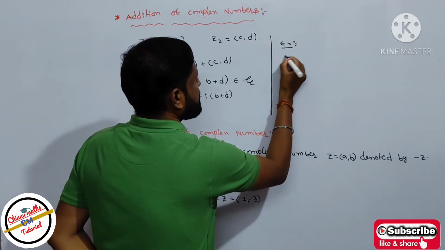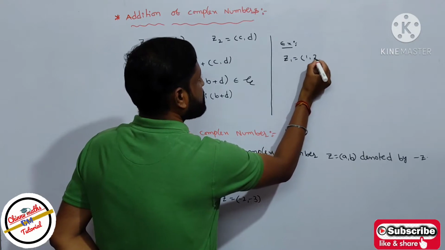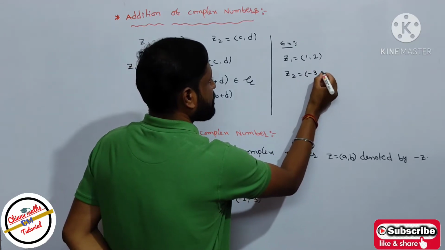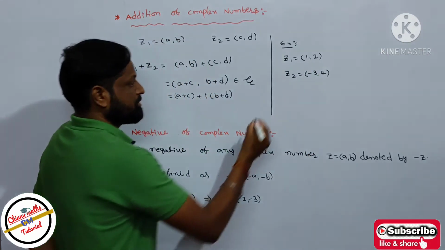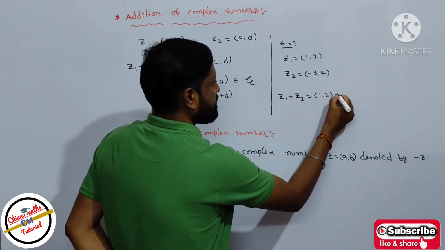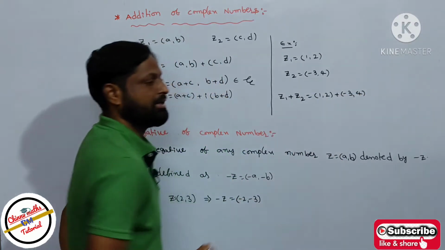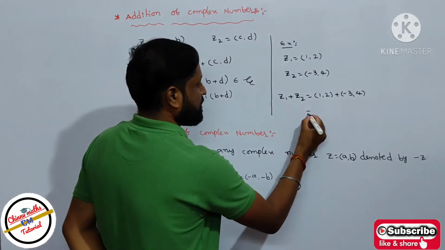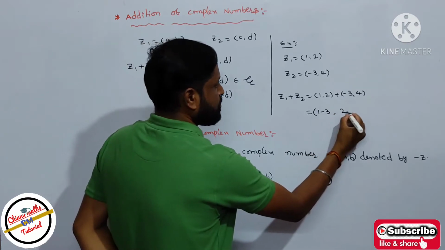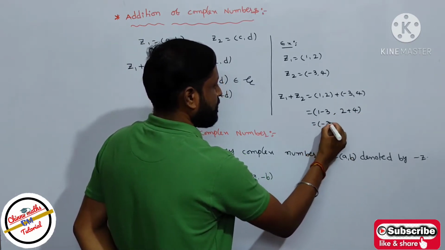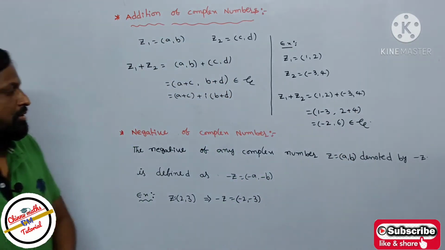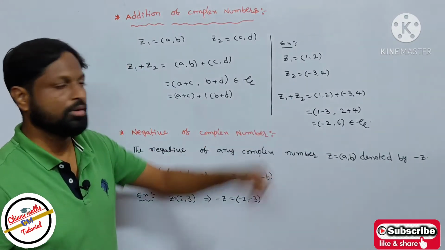For example, z1 equal to, I will take 1 comma 2. Next, z2 equal to, I will take minus 3 comma 4. So z1 plus z2 equal to, adding the two complex numbers 1 comma 2 plus minus 3 comma 4. Adding the real parts 1 minus 3 and imaginary parts 2 plus 4, that is equal to minus 2 comma 6. It again belongs to the complex numbers. So minus 2 comma 6 is the addition of two complex numbers.